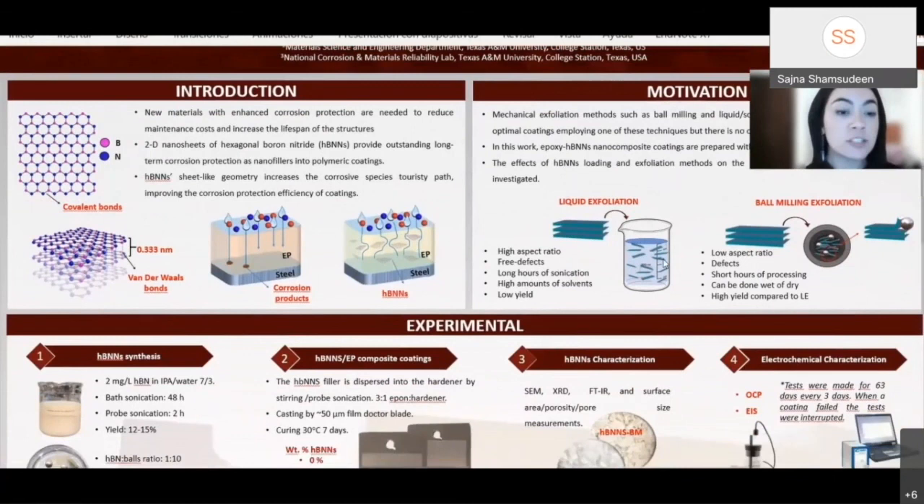These nanosheets can be synthesized by either mechanical exfoliation methods such as ball milling or liquid exfoliation. Previous studies fabricate optimal coatings employing one of these techniques, but there is no comparison between them so far. In this work, epoxy hBN nanocomposite coatings are prepared with both methods. The effect of hBN loading and exfoliation method on the barrier and corrosion properties are investigated.